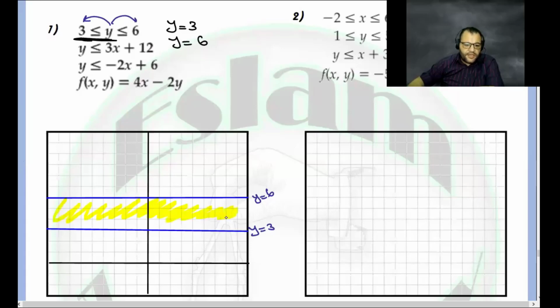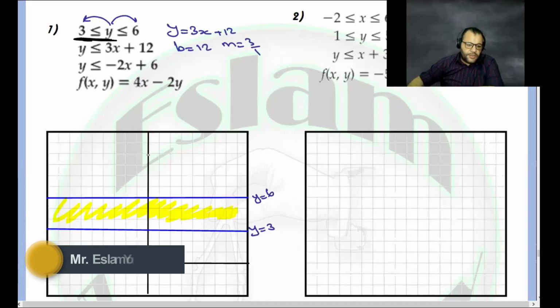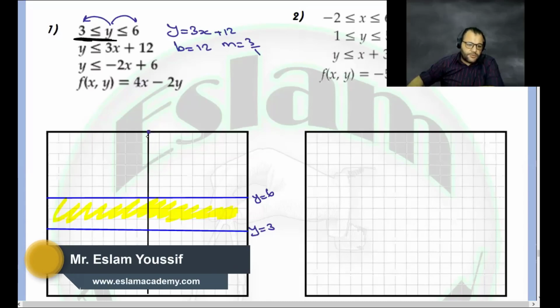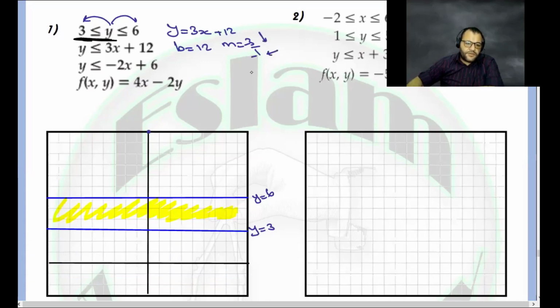Now how can we graph inequality number 2? Y equals 3x plus 12. So we find that b equals 12 and the slope equals 3 over 1. So 12, that's 6, 7, 8, 9, 10, 11, 12. So that is the y-intercept. Because there is no, you can go down 3 and to the left 1. So this line will be a solid line.